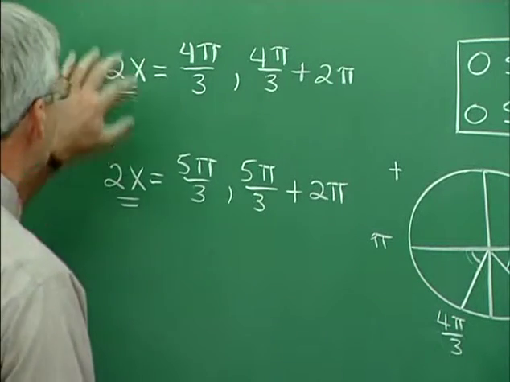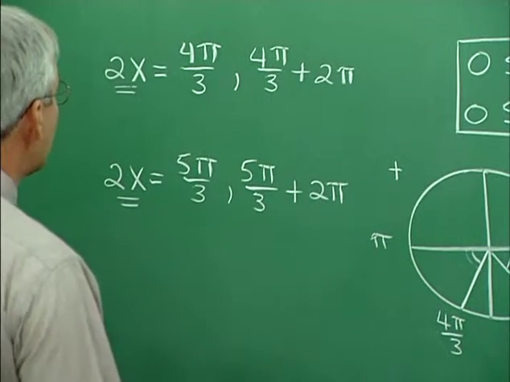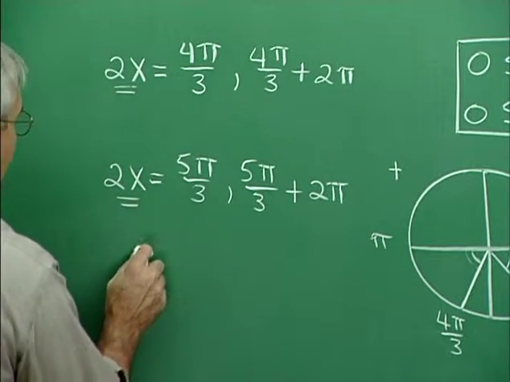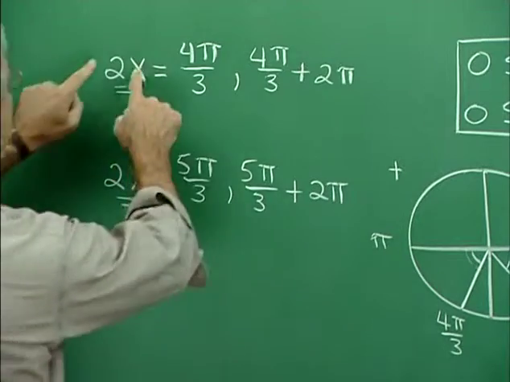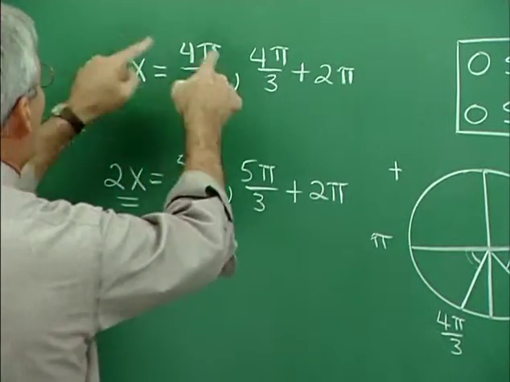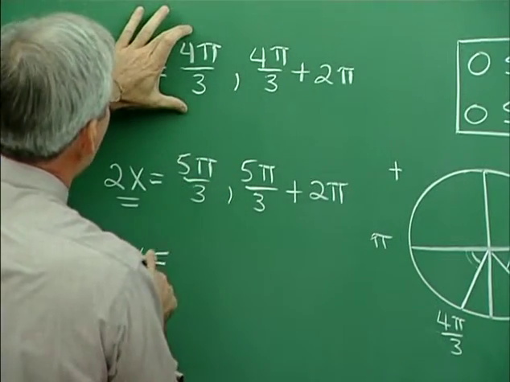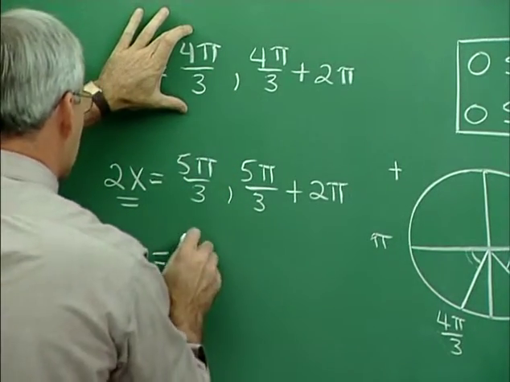I don't want to know what 2x is. I want to know what x is. So from here, I have to evaluate for x. Well, let's see. To find x, I'm going to take half of this and therefore half of that. You see, take half on both sides. Half of 4 pi over 3 is 2 pi over 3.